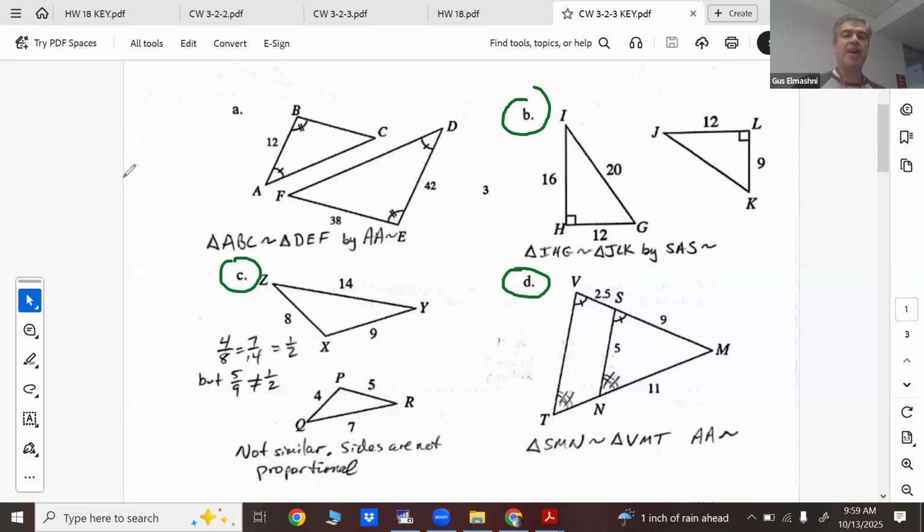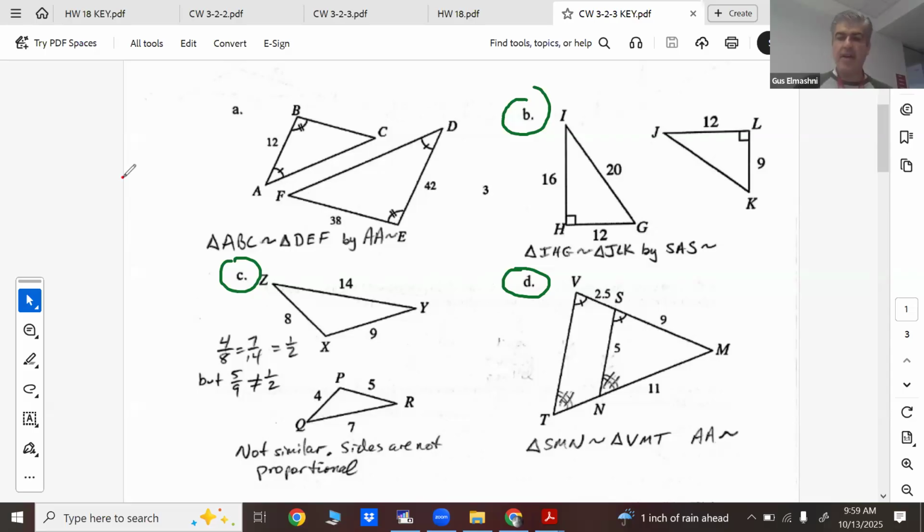Okay, guys, quiet, please. Let's take a look here. All these are yes, except for C. C is a no. If you compare the sides, they're not proportional. 4 to 8 is not the same as 5 to 9 or 7 to 14. 4 to 8 and 7 to 14 are the same, but not 5 to 9. So C is an almost, but it's not.